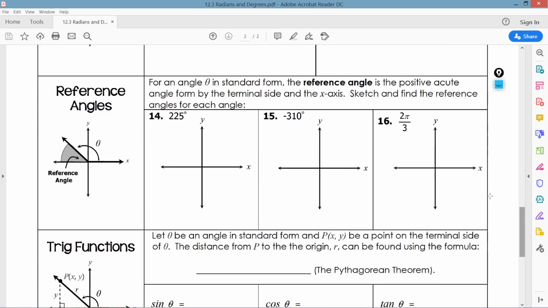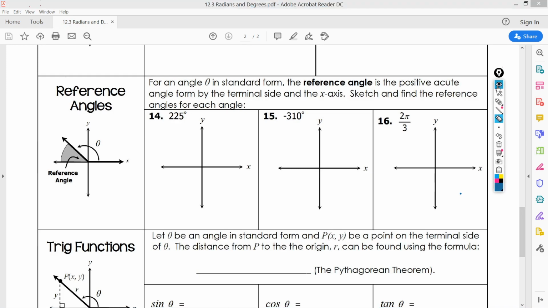Reference angles are very simple, and I don't even know what you use them for. That's because we're gonna use them in 2 weeks, I guess, I think. But I don't use them much in daily life.